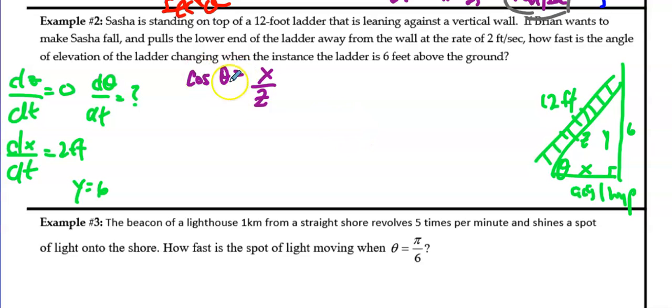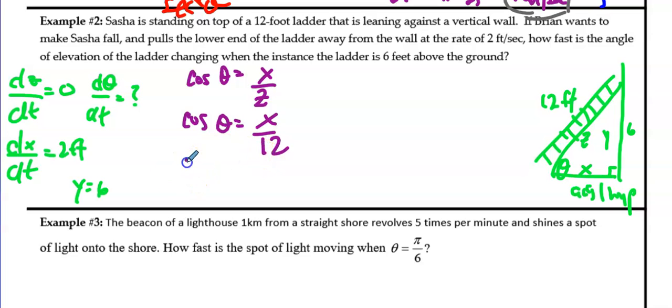Okay? Now, because delta z is the same, right? It's 0, I can go ahead and replace my z with 12. And that's so much nicer for us to do.